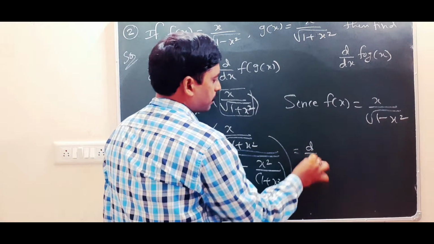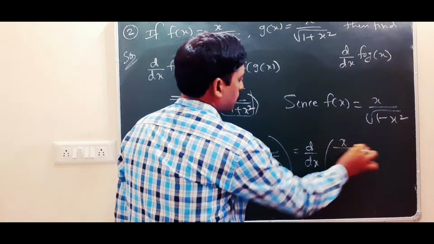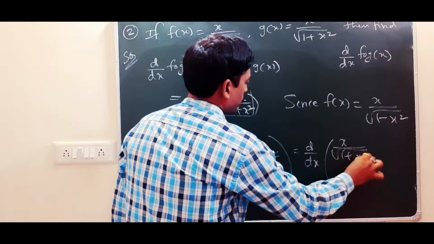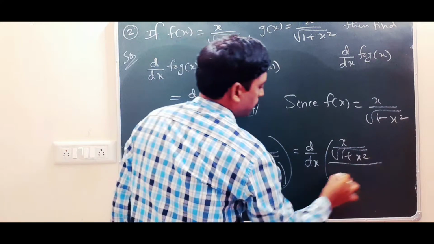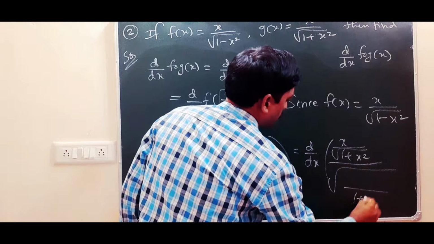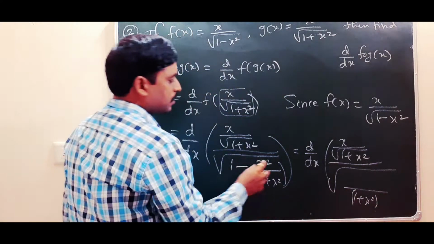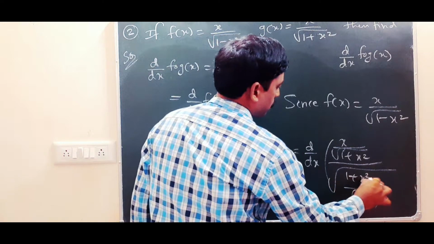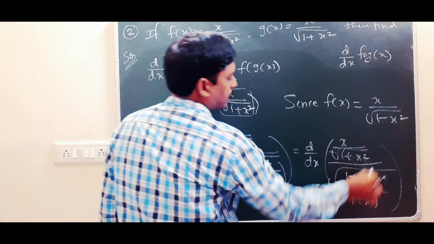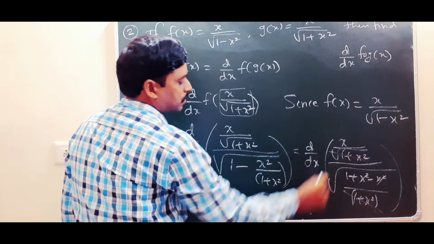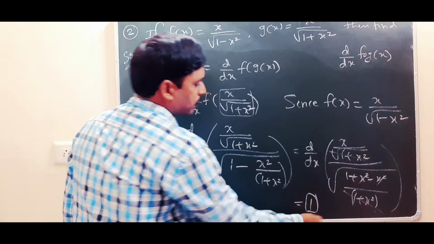So d by dx of x by root 1 plus x square. So let us take the LCM: 1 plus x square, 1 plus x square, LCM 1 plus x square minus x square. x square gets cancelled. Root 1 plus x square gets cancelled. d by dx of x will be 1.